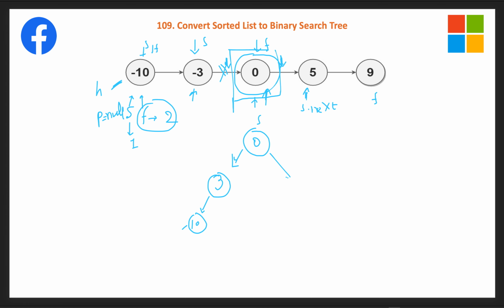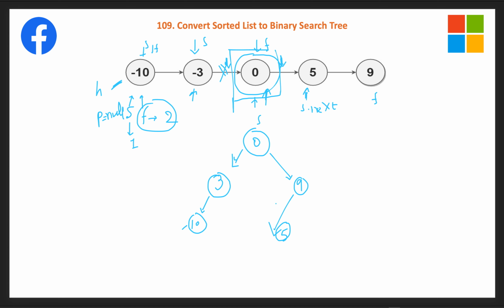Similarly we will do for the right subtree, and for the right, this will be our next slow, and this 5 will be kept here. So we will first add 9 over here, then we will call the left here and this will be the 5 over here. So this is one of the balanced binary search trees constructed from this given sorted linked list.